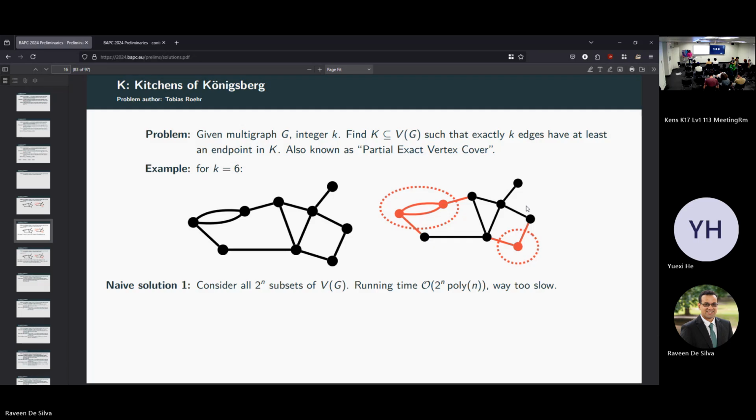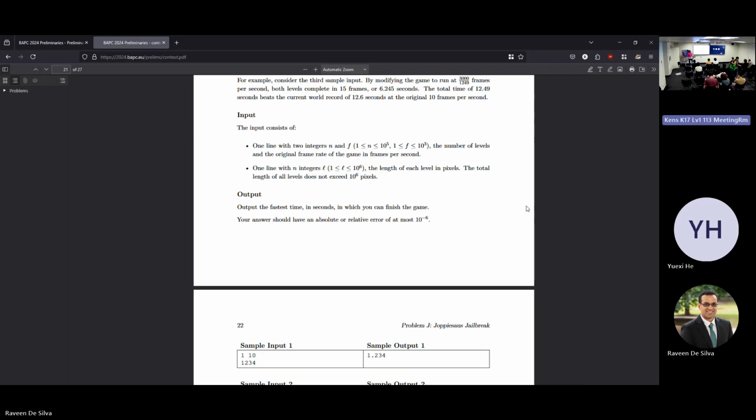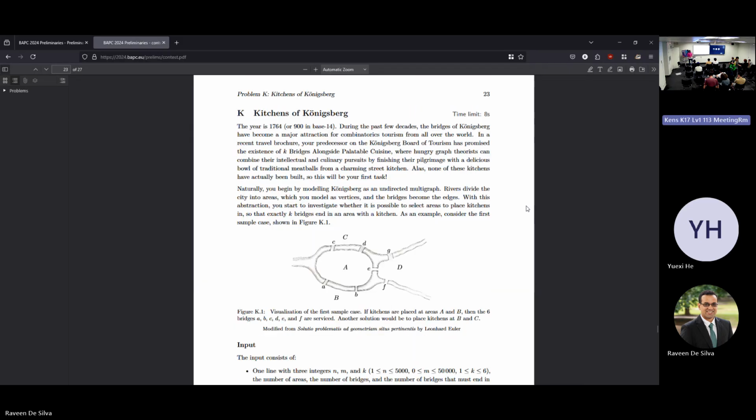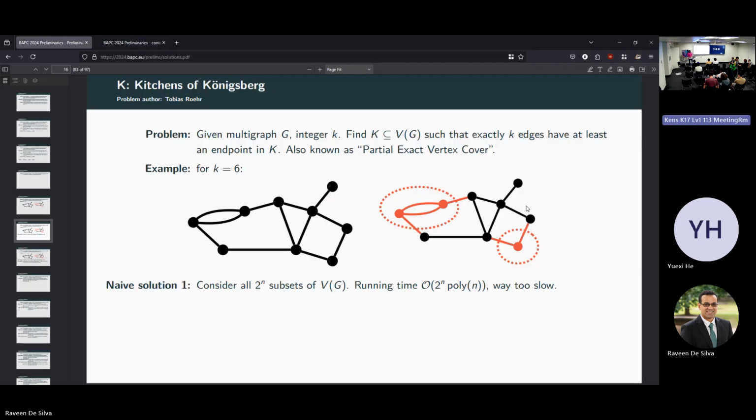Certainly if you consider all subsets of the vertex set of the graph, this is hopeless. N is up to? 5,000. Okay, very hopeless. So we need to do better than this. How can we do better than this?